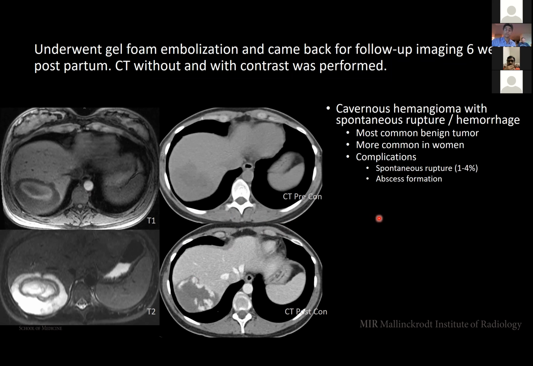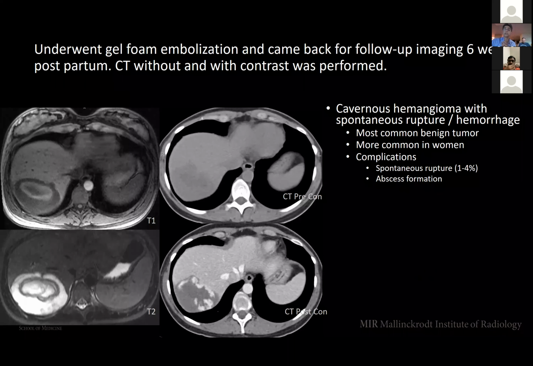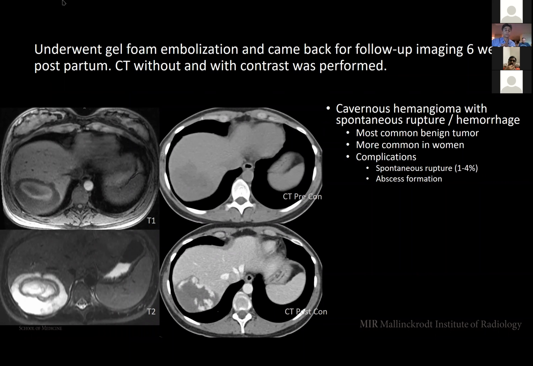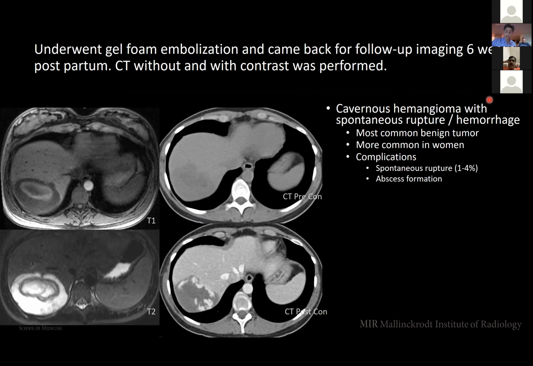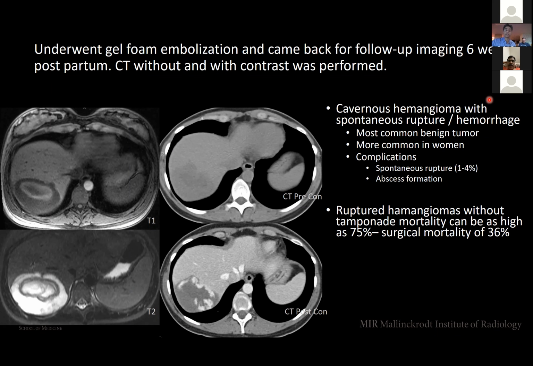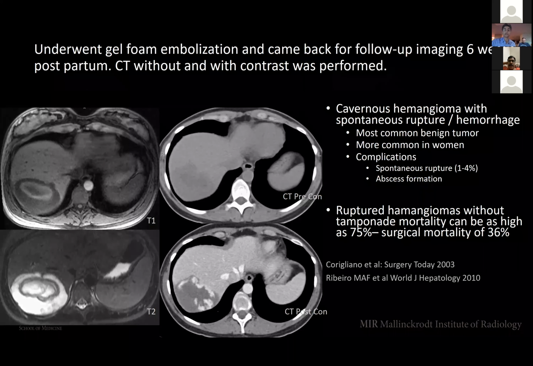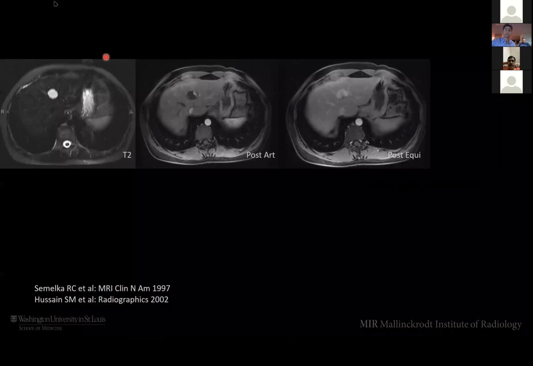So cavernous hemangiomas can have spontaneous rupture or hemorrhage. It's only a small percentage that do that, 1 to 4% of them. But it's important to remember that, especially if the hemangioma is subcapsular, a patient may have hemorrhage into the peritoneal cavity, which can be lethal in some of these patients. But fortunately, that's rare.